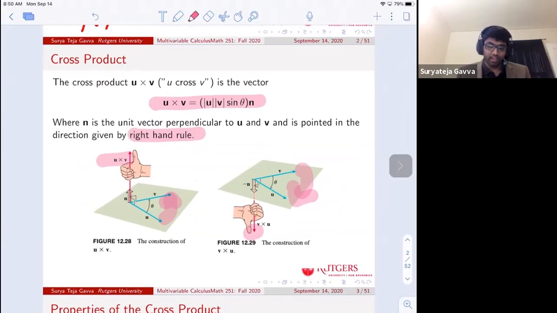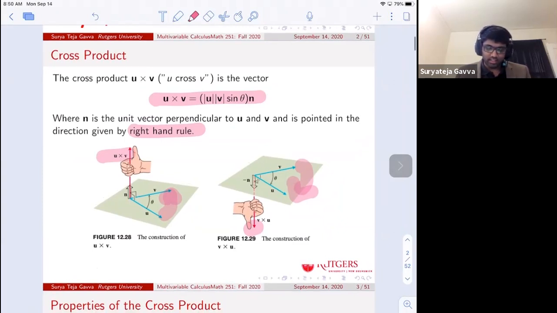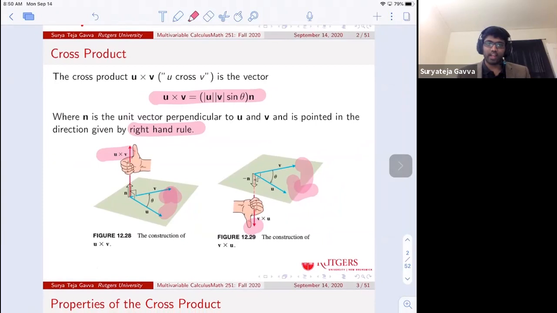I'm giving you the geometric definition. So u cross v is directly related to uv sine theta, related to the angle between the vectors, times this, and its direction is given by this right hand rule. Okay, so the first part gives you the magnitude of the vector, second part n is just the direction, and that's defined by the right hand rule.